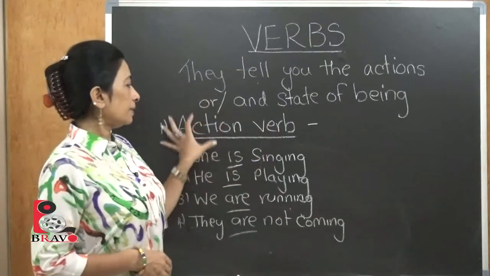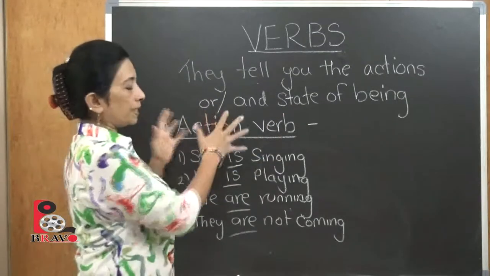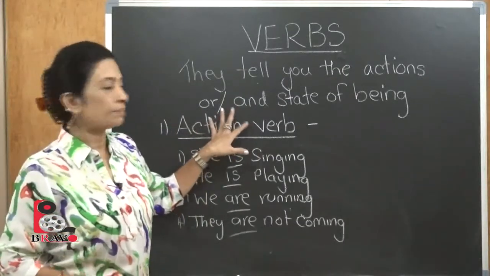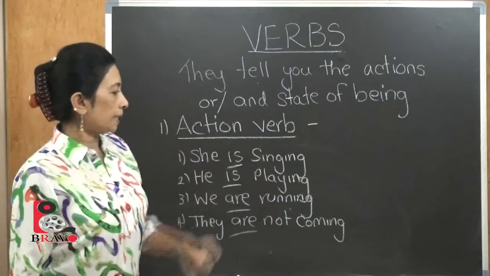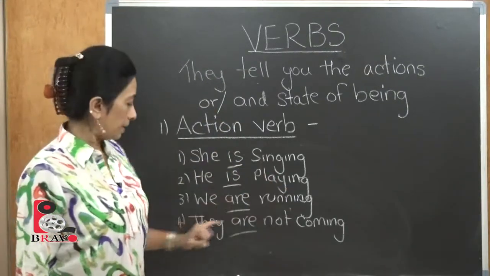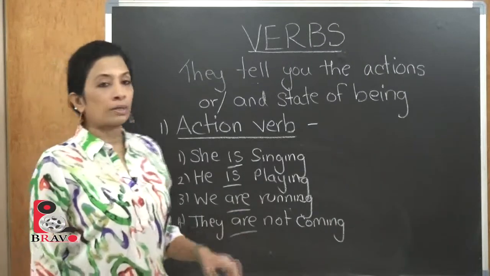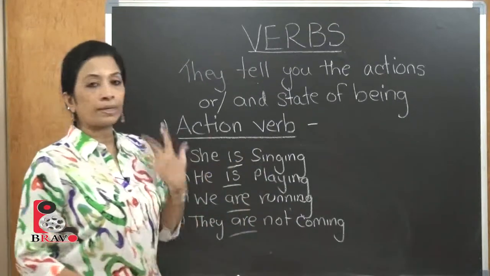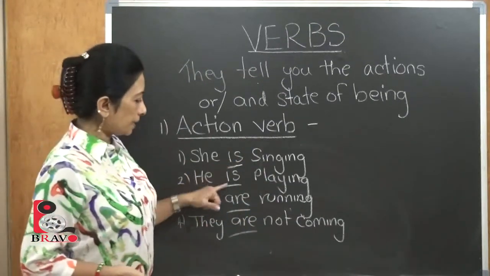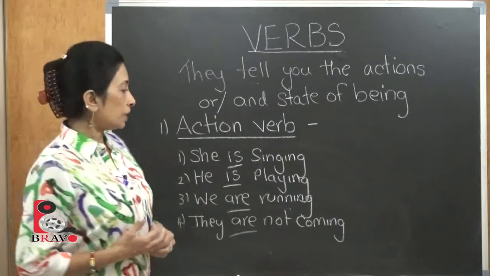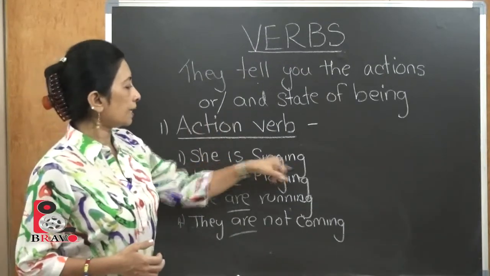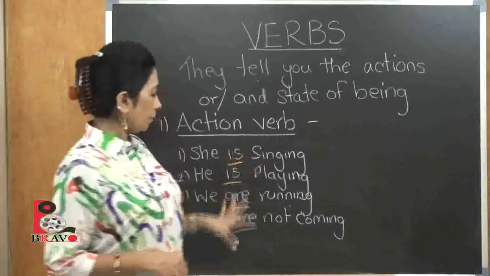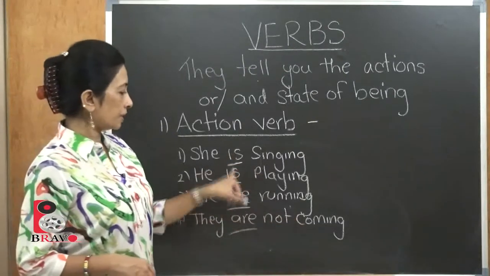You can see the action verb itself. Action means something is happening, so it's quite self-explanatory. She is singing. He is playing. We are running. They are not coming. You can see all these are the actions: singing, playing, running, coming. Is and are are the verbs. So this is how it's used. When it says like this, you know it falls into the category of action verb.